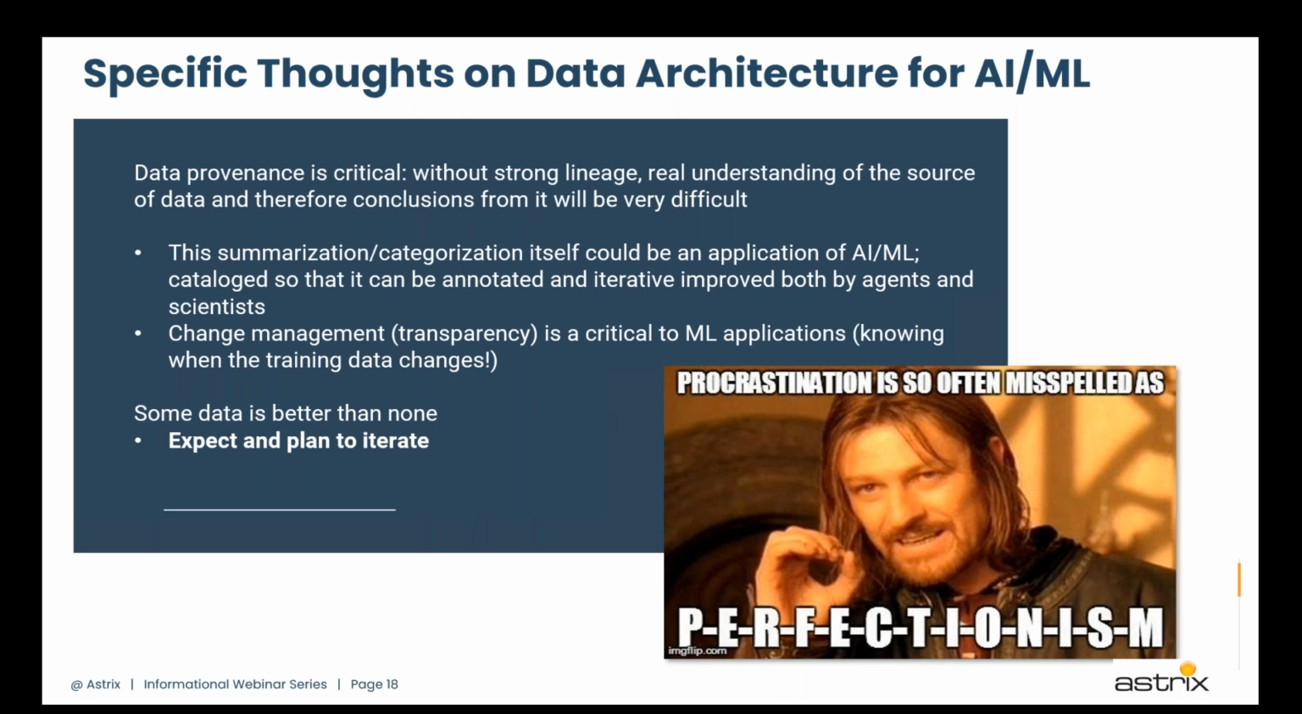The other thing is trying to help folks avoid the trap of seeking perfection in things. Some data is better than none. You've got to expect you're going to iterate, right? You don't know the effort required to put together data in a comprehensive sense to be able to build a model and test its capabilities for answering questions, et cetera. You need to find ways to iterate and chunk those problems down into more meaningful things.